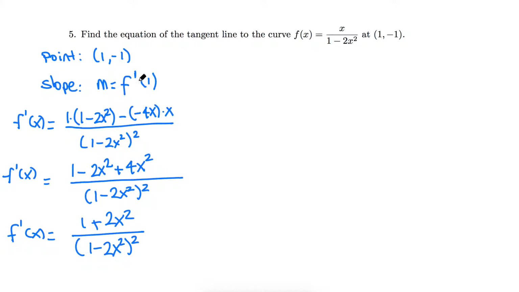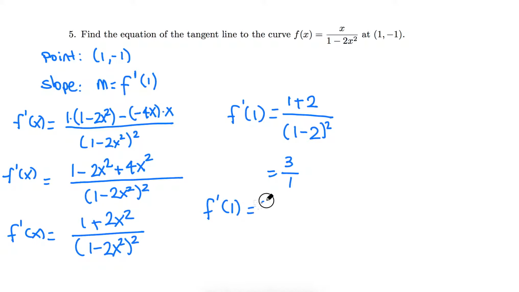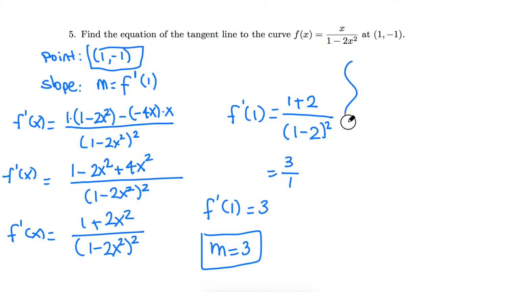Now I would like to evaluate f prime of 1. So let's go ahead and plug in 1 into the derivative formula. So here's our formula: 1 plus 2 times 1, divided by (1 minus 2) squared. 1 plus 2 is 3, divided by negative 1 squared, which is 1. So f prime of 1 is equal to 3. That tells us m is equal to 3. So now we have the slope and the point. We should be able to write the equation of the tangent line.